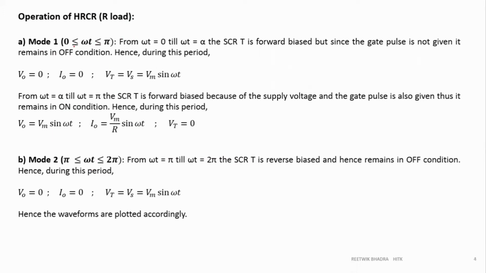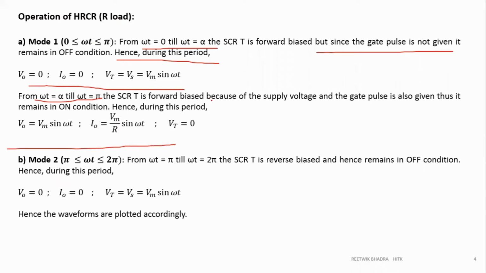Then 0 to pi was broken into 0 to alpha. So 0 to alpha, something is written over here. Then alpha to pi, description over here. Write the voltages, what is given. Write one line on what is happening in the circuit. You can go through it and understand it. All those things I have told you.